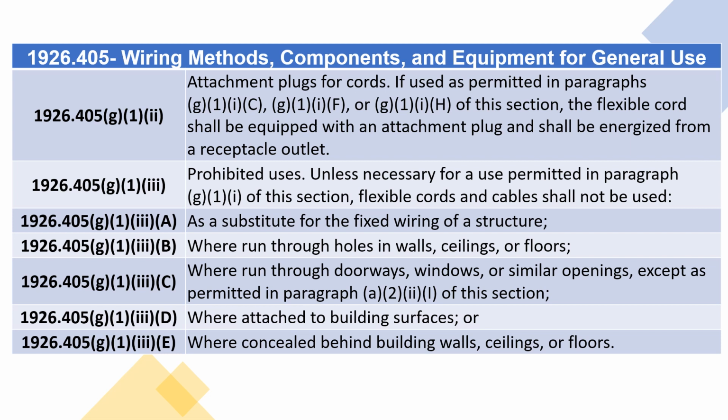1926.405 G1(iii)(A) through G1(iii)(E): as a substitute for the fixed wiring of a structure, where run through holes in walls, ceilings, or floors, where run through doorways, windows, or similar openings, except as permitted in paragraph A2(ii) of this section, where attached to building surfaces, or where concealed behind building walls, ceilings, or floors.